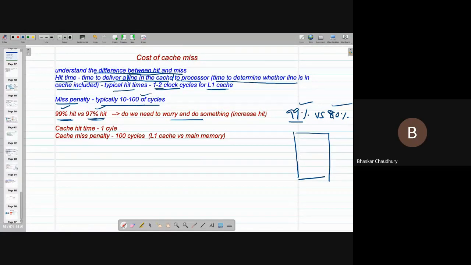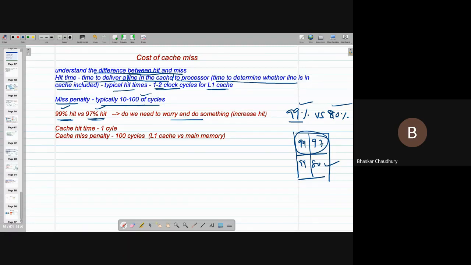Okay, so now let's look into how wrong we can be actually. If I simply look at 99 and 97, I will be very happy. Oh, I am already at 97, why should I worry about a 2% hit? And with 99 and 80, you will see there is a big difference. So yes, we need to worry, there is no doubt about that. But let's see this case first, 99 versus 97.